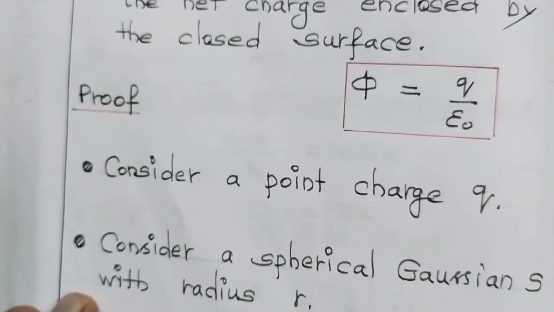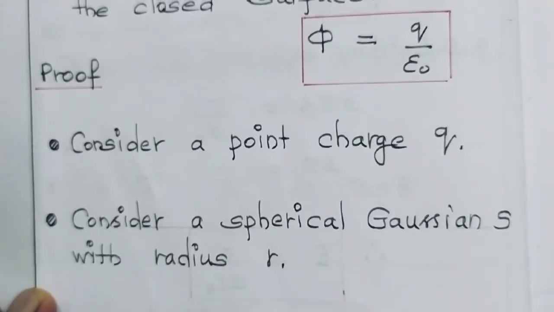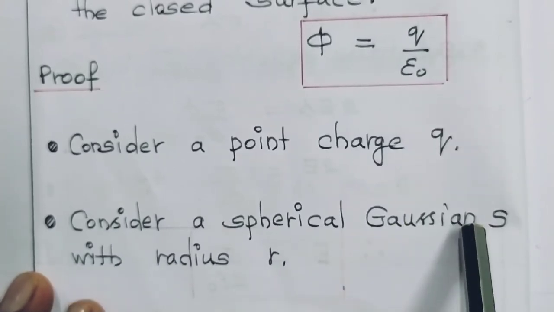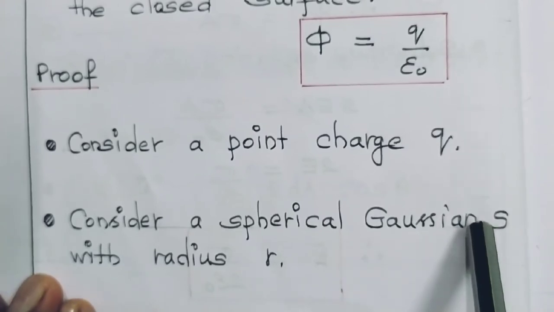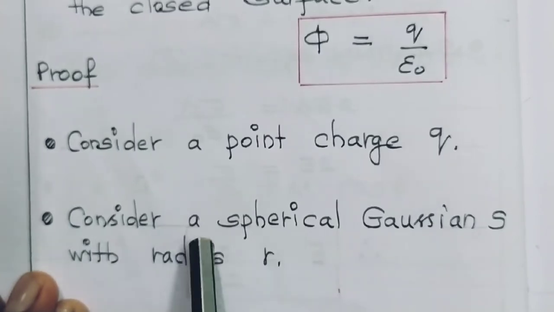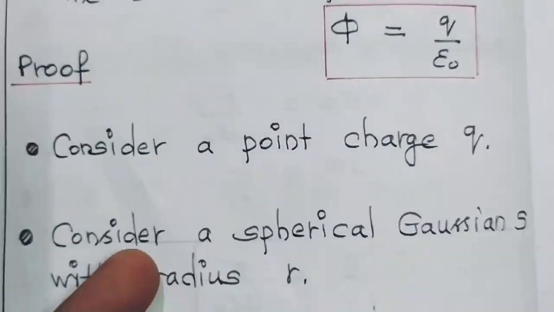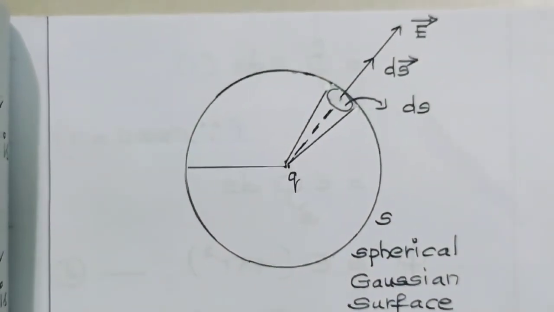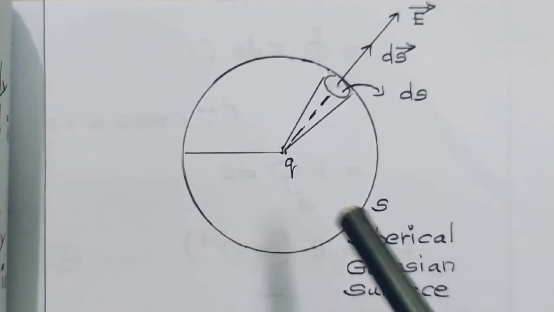Proof. Consider a point charge Q. Consider a spherical Gaussian surface S with radius R. Here the word surface was missing. Consider a spherical Gaussian surface S with radius R. So here comes the diagram. We have already seen this diagram, so no need to explain again, I think.